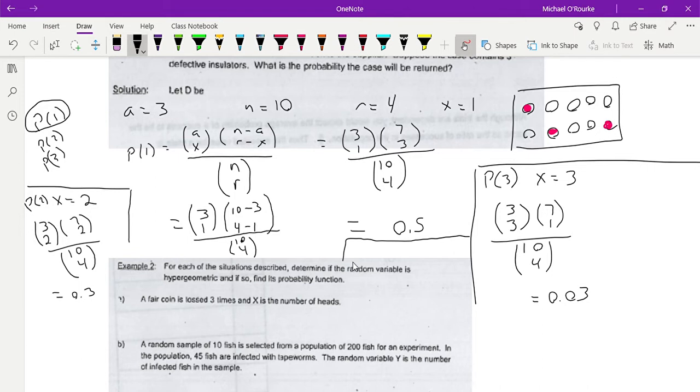I didn't know we were doing 0.03? Right. So then to get the probability, you would add those three together. 0.5 plus 0.3 plus 0.03 equals 0.83.